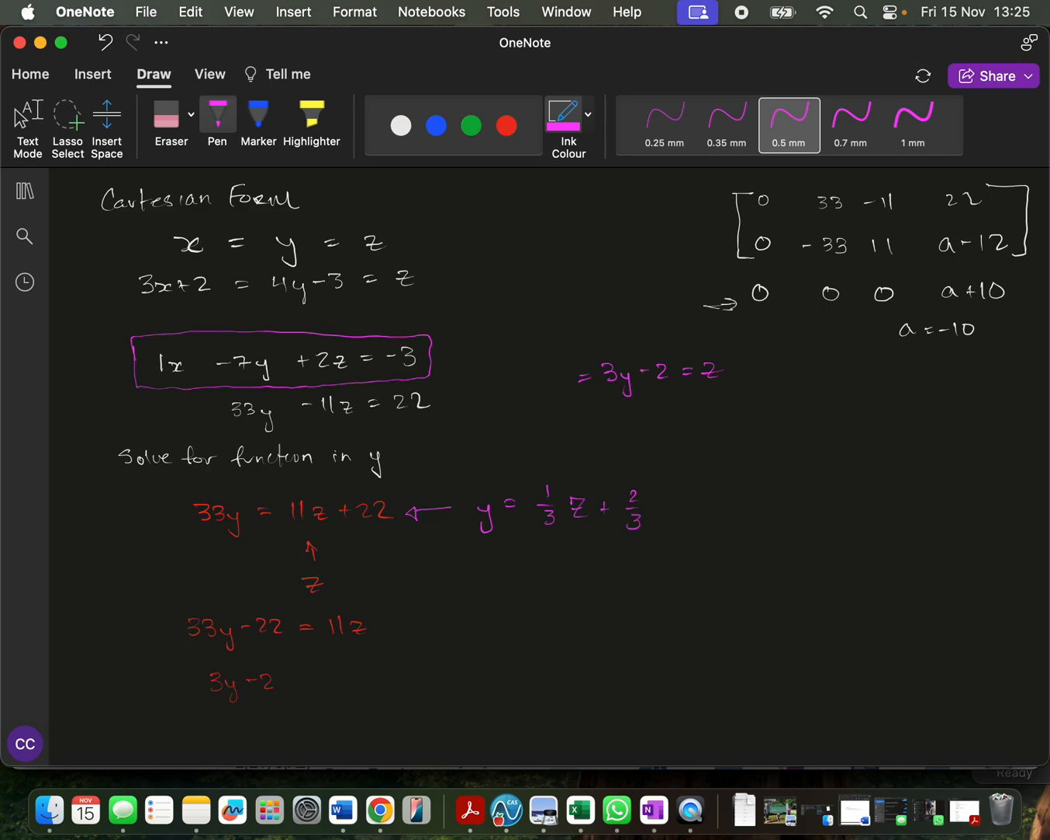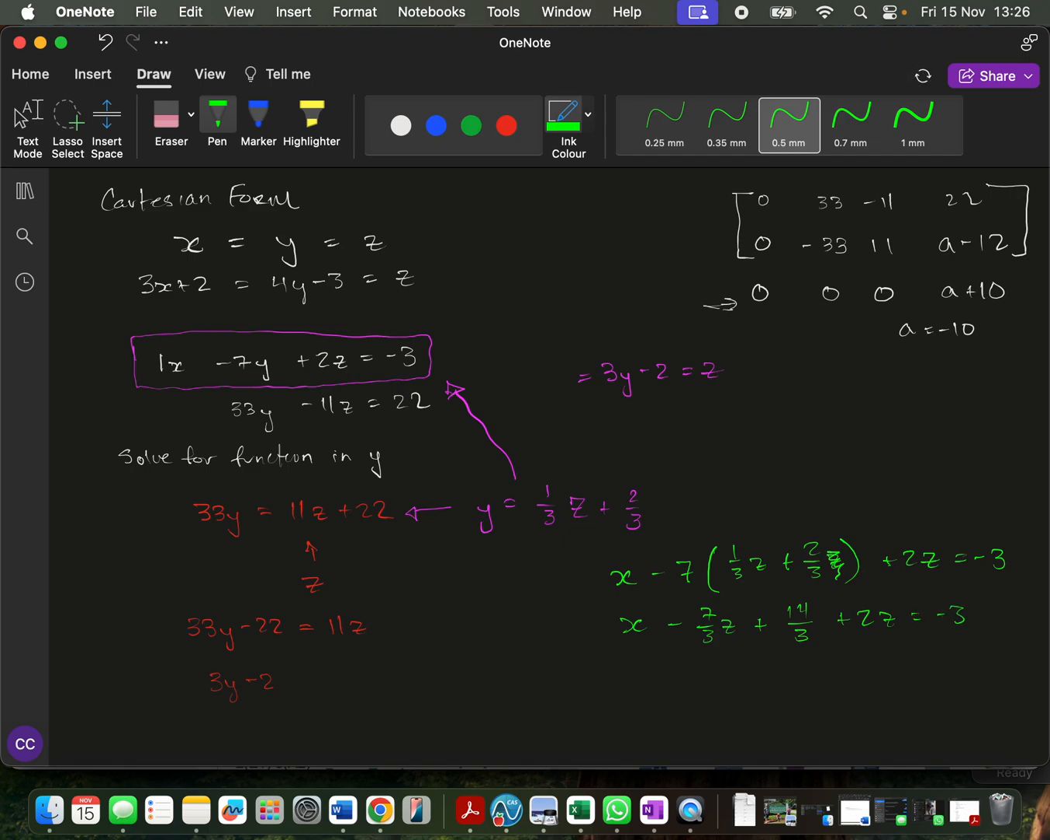Now I'm going to plug that into this expression. I'll get rid of y's, I'll only be in x and z's, and then I'm basically just going to solve for z. So doing that quickly, I would have x minus 7 times (1/3 z plus 2/3), plus 2z, and all of that's going to equal negative 3. Expanding that, I get x minus 7/3 z minus 14/3, right? And then plus 2z equals negative 3.